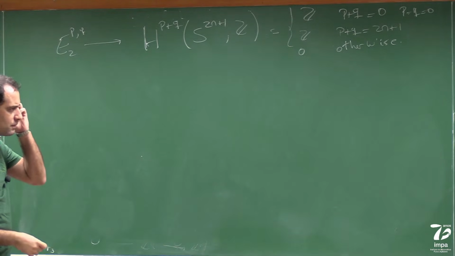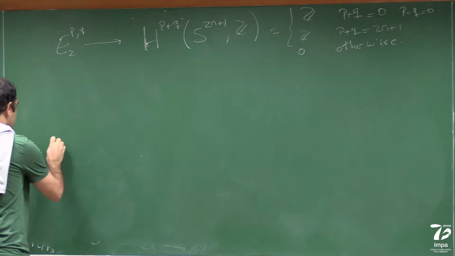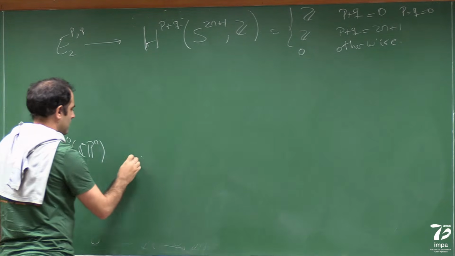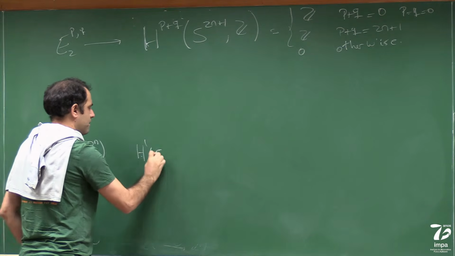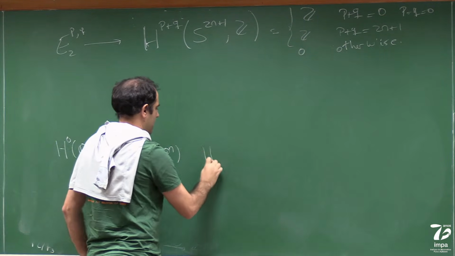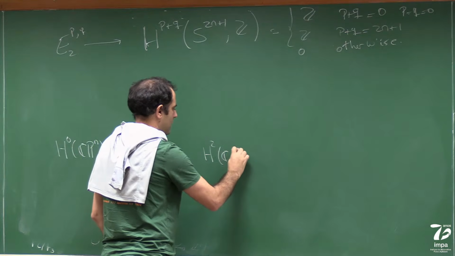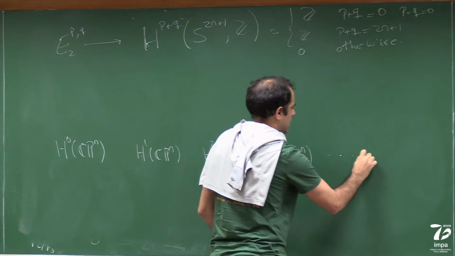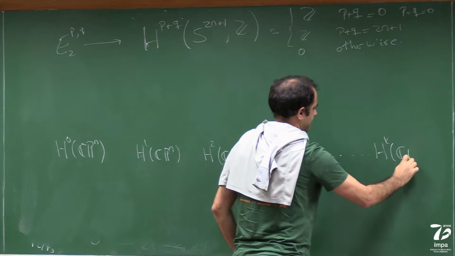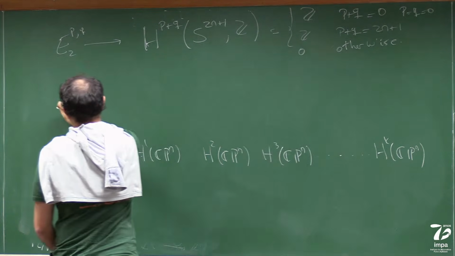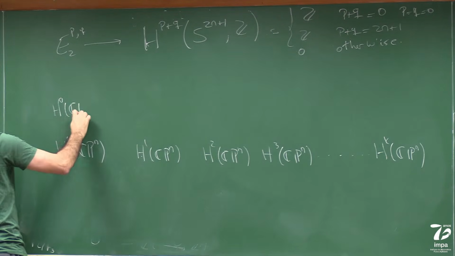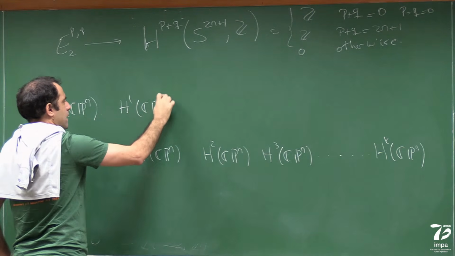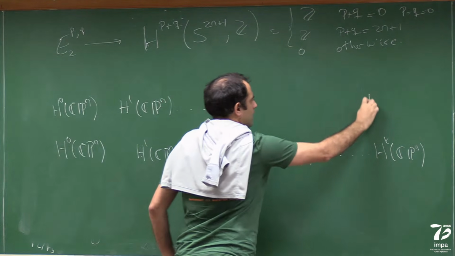Okay, so let's redraw that. CP^n, H1 CP^n, H2 CP^n, H3 CP^n, and then Hk CP^n. Here I have H0, same thing. CP^n, H1 CP^n, and I don't need anything else here. Hk CP^n.